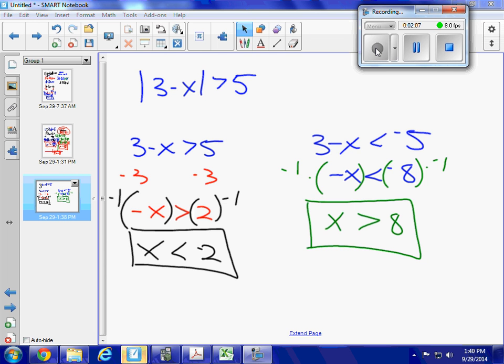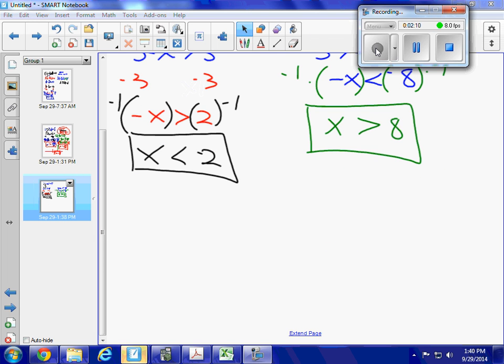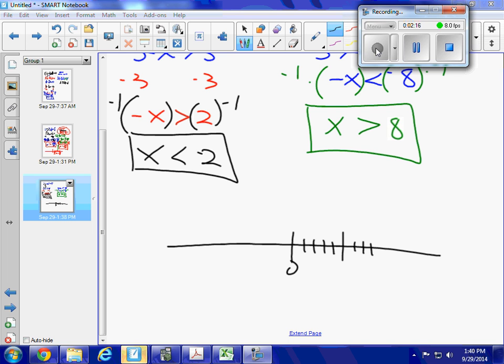So to graph this, not so tough. I make myself a number line. 0, 1, 2, 3, 4, 5, 6, 7, 8, 9, 10. Negative 1, 2, 3, 4, 5, 6, 7, 8, 9, 10. And I see it has to be less than -2. So an open circle, because it doesn't include -2, and going less than, and then more than 8, again, an open circle, and an arrow in that direction.